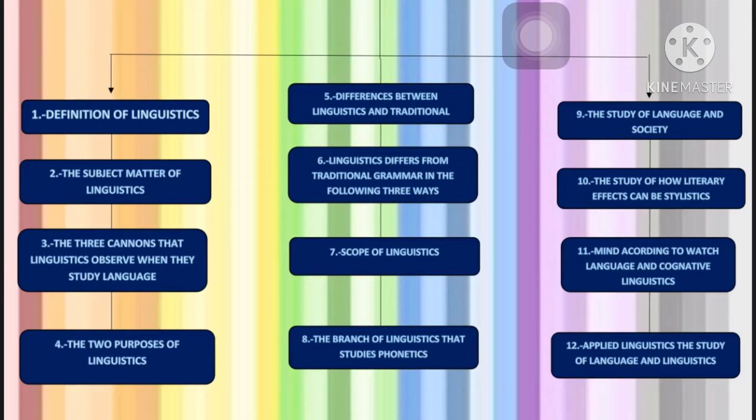Number 6. Linguistics differs from traditional grammar in the following three ways. Number 1. It describes language instead of laying down rules of coherence. Number 2. It regards the spoken language instead of the written as primary. Number 3. It describes each language on its own merits instead of imposing Latin models on it.